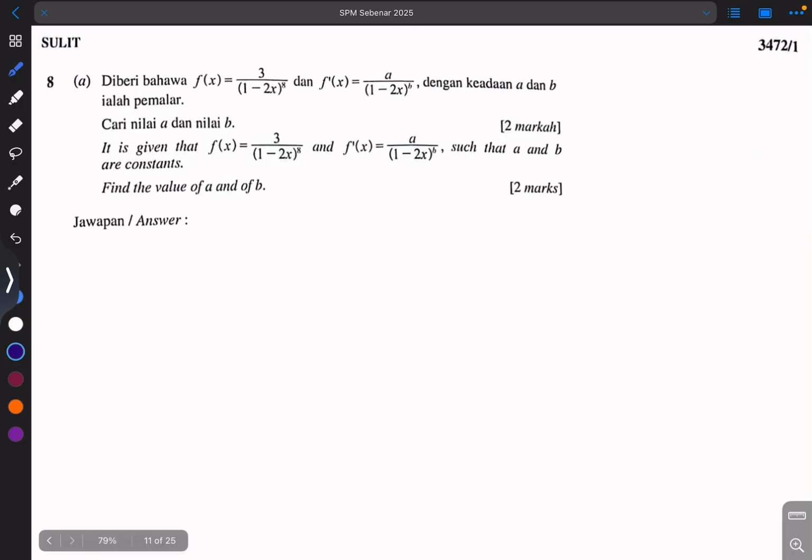Question 8. It's given that f(x) is this and f prime x is this. That means they differentiated this f(x), so we got this. Such that a and b are constants, find the value of a and b. So we need to differentiate this. So we have f(x) equals to 3. We can bring this denominator up. So when you bring up the power, you just add a negative. Negative 8. So now we can differentiate.